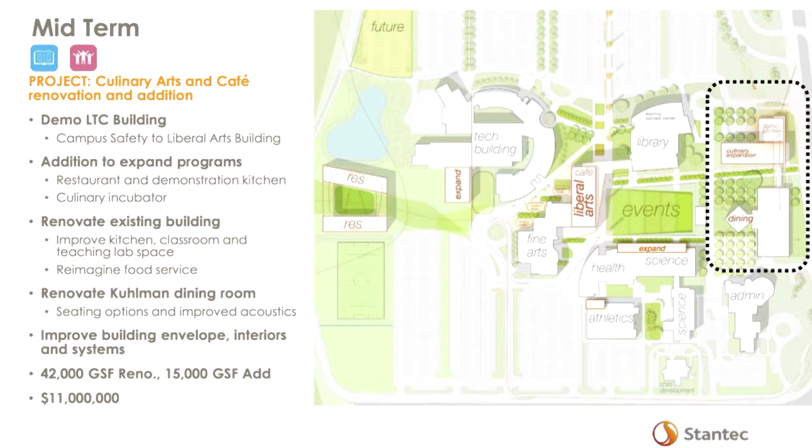As that program grows, there is an opportunity also with the Learning Technology Center now gone to grow to the north. It would allow programs to expand, create that culinary incubator, relocate the restaurant, potentially creating a demonstration kitchen area, then renovate the existing building to improve food service and teaching lab space, go through all the maintenance issues that have to be dealt with. The combined work here, we're looking at $10 to $12 million of renovation plus new addition.